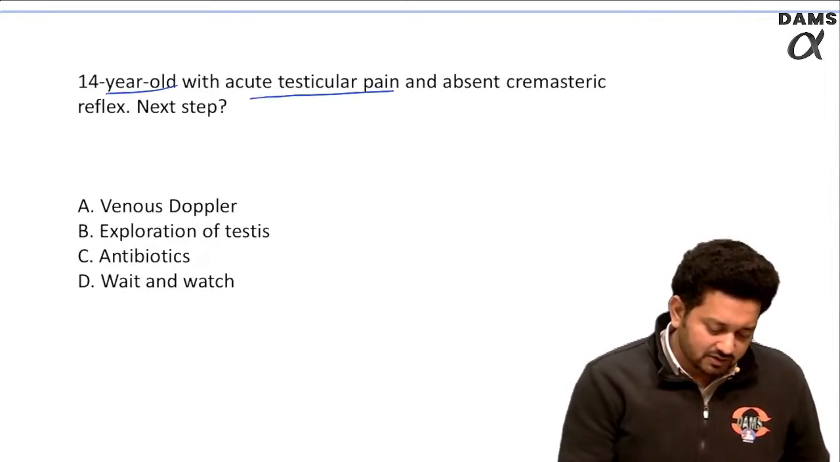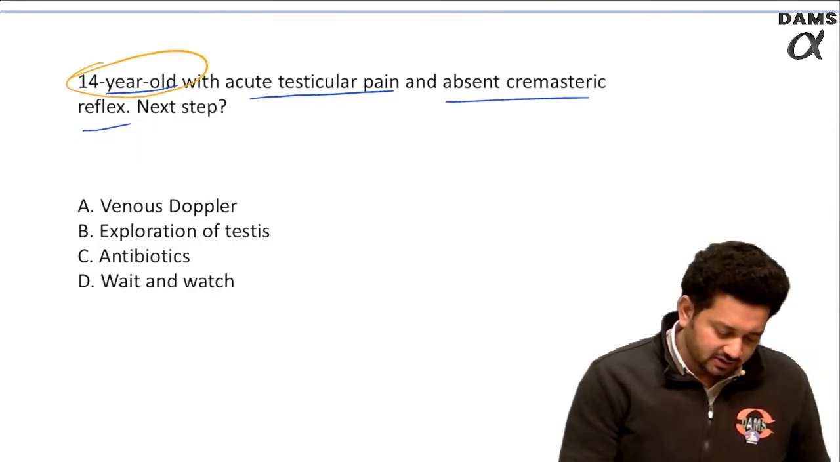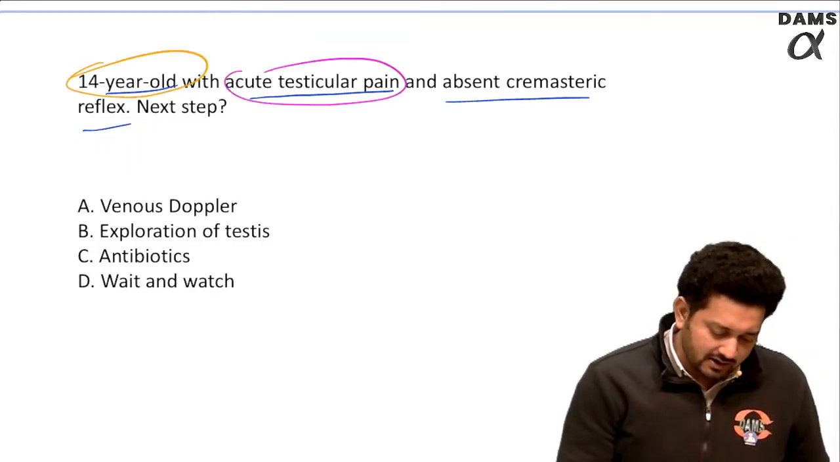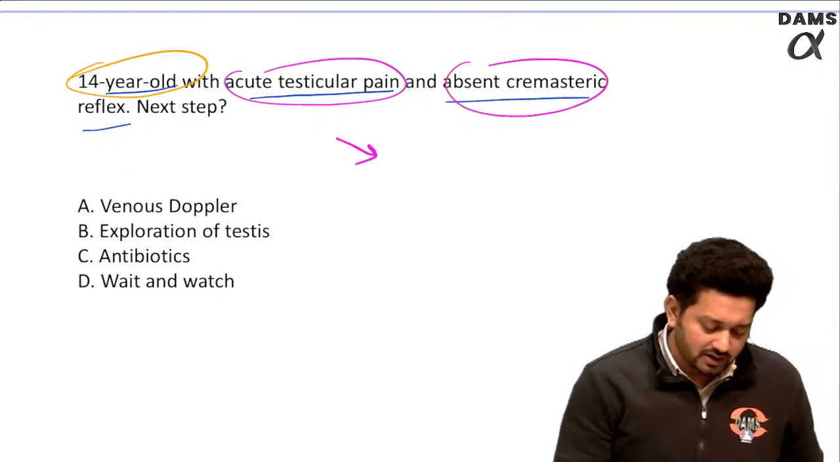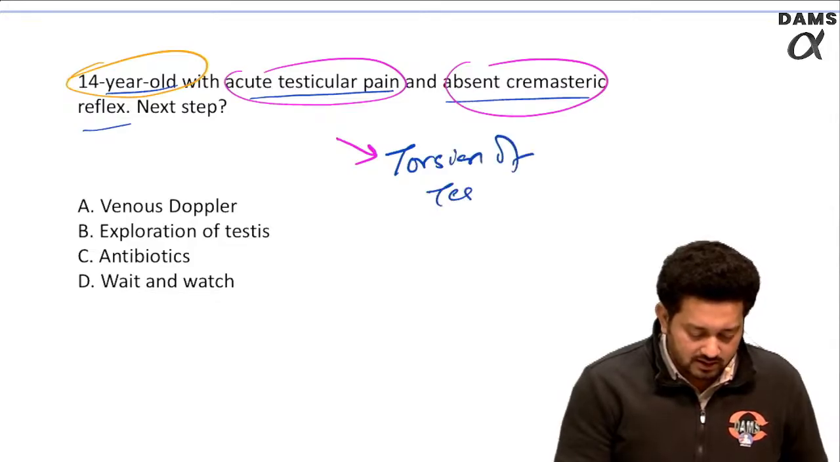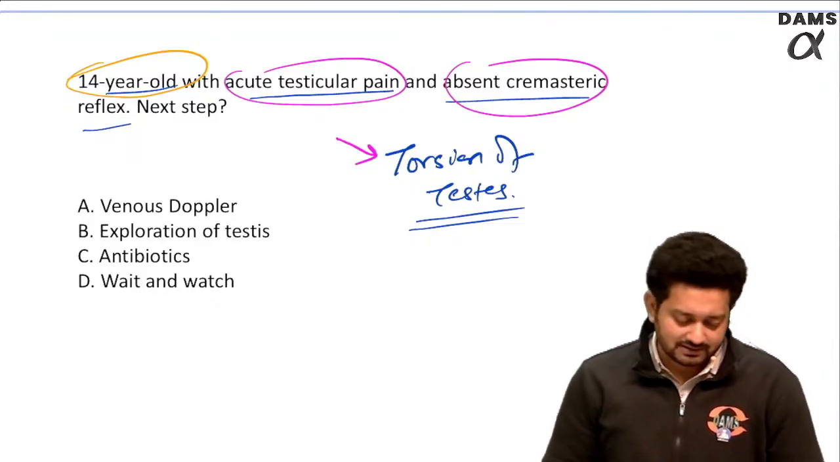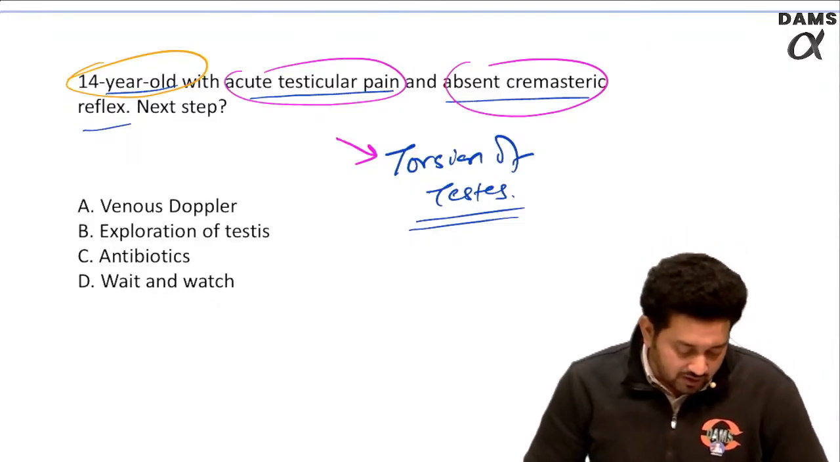14-year-old with acute testicular pain, absent cremastic reflex. This is very classical: the age group, the pain and absent cremastic reflex. There is no doubt that it is torsion of testis. It is absolutely easy to make the diagnosis, torsion of testis. Now, what will you do in this case?